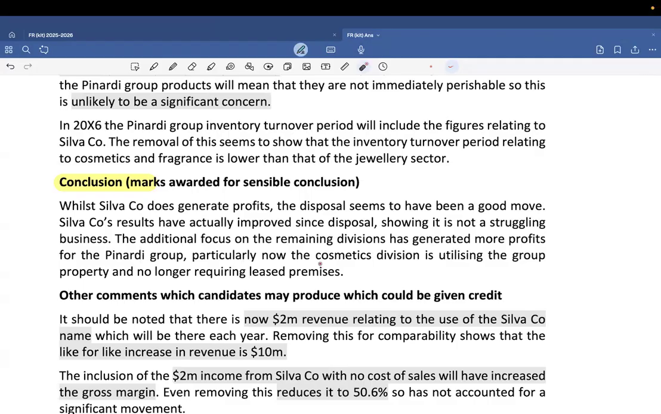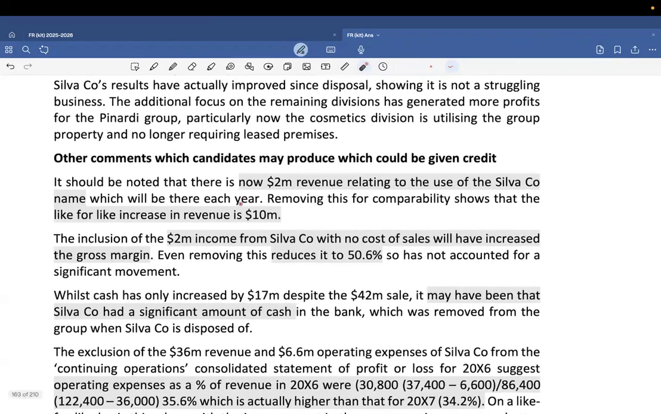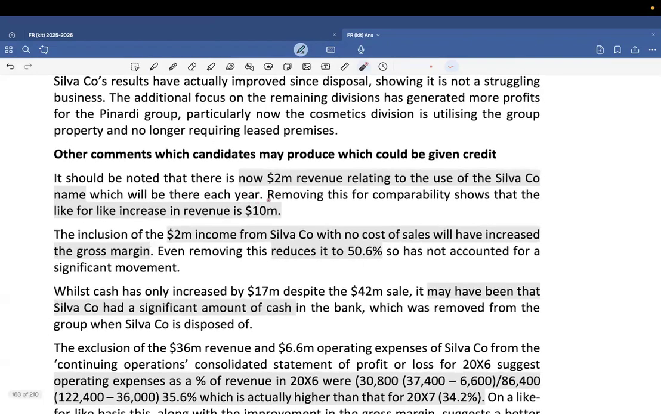Now the property that was used by Silva company is now being used by Pinardi Group itself, right? So they are going to save more on cost and this leads to an increase in profits in the longer run. So this much is needed. The other comments that the candidates gave and the examiner liked are listed here below.